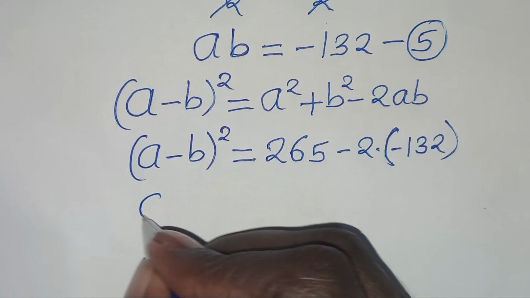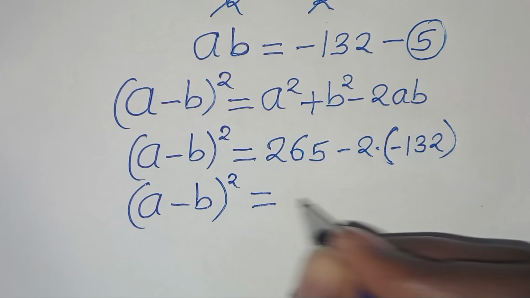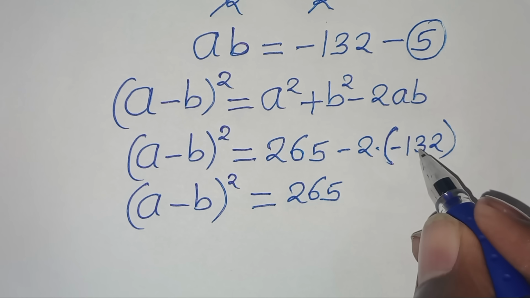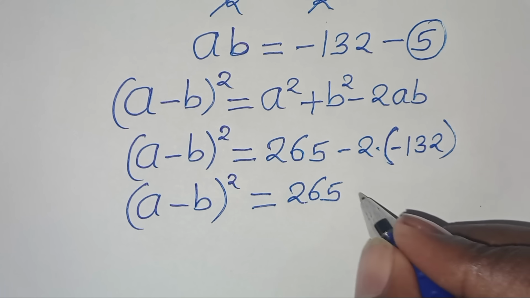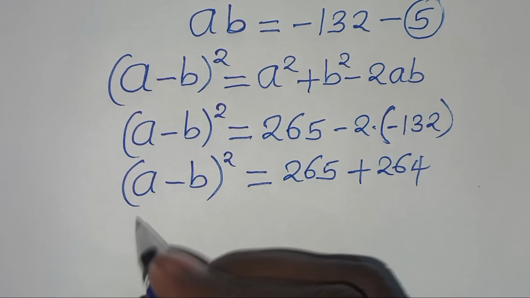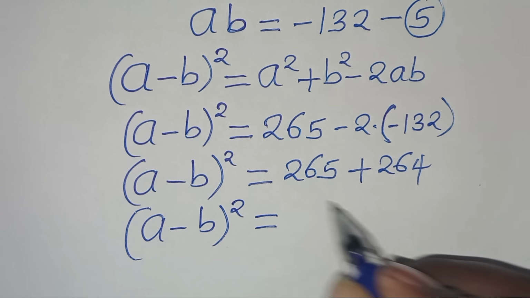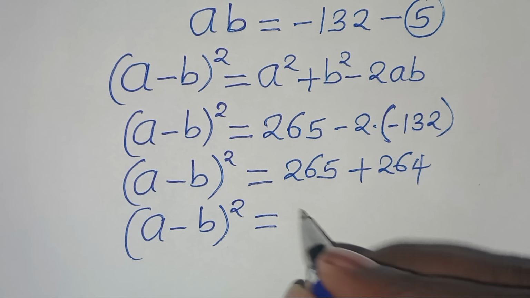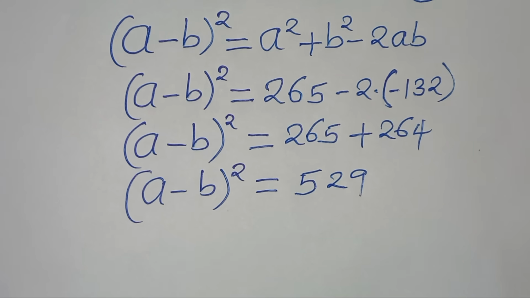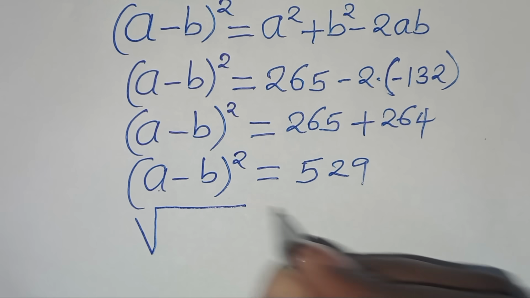So we have a minus b raised to the power of 2 is equal to 265 minus 2 times minus 132. This is plus 264. So this means a minus b to the power of 2 is equal to 265 plus 264, and this is equal to 529. To solve for a minus b, let's introduce a square root on both sides.